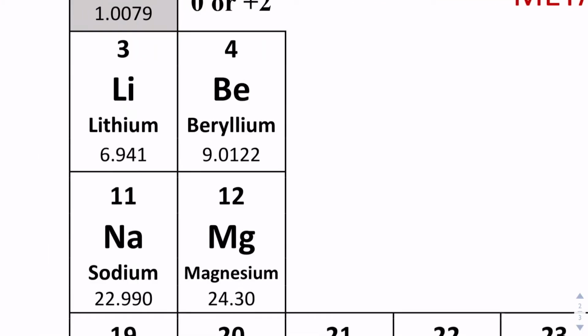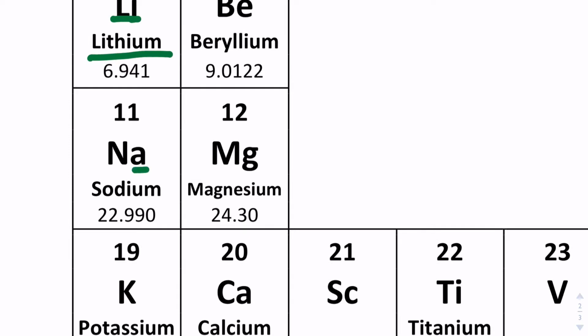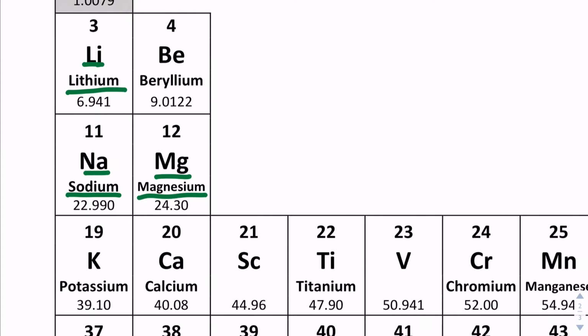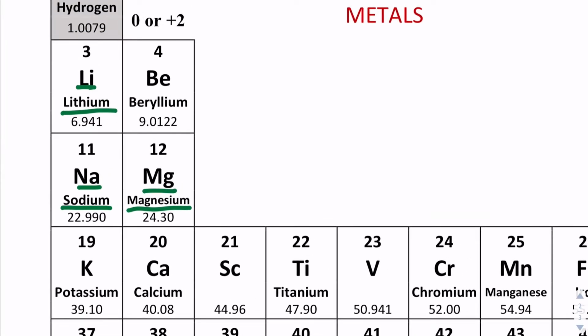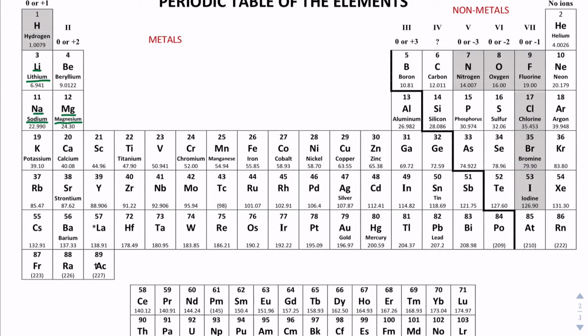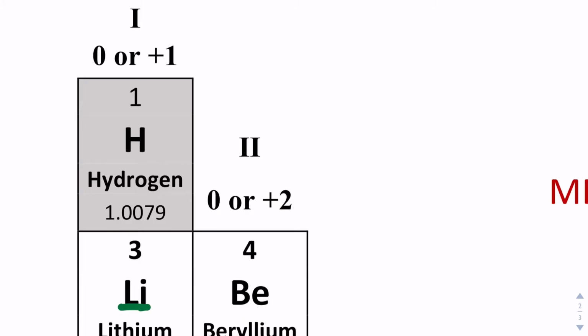So for instance, Li is representative of lithium. Na is representative of sodium. Mg, which we've seen, is representative of magnesium, and so on and so forth. The symbols help chemists write things in shorthand. So instead of writing out all of the words, we can just use the symbol and we know what that element is.